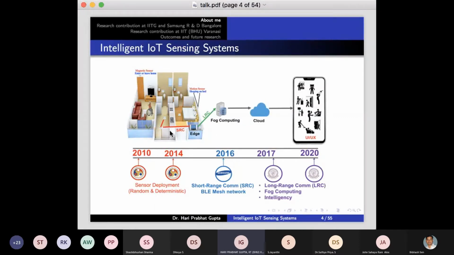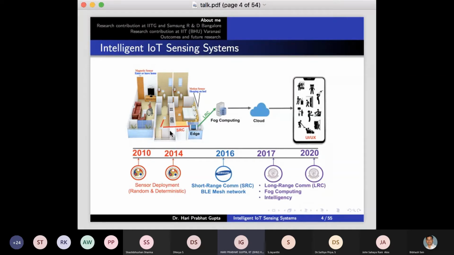There are two ways: either short range communication or long range communication. First, short range communication comes into the picture because these sensors are battery powered, with very small batteries. We are not assuming that they can use Wi-Fi or some other energy hungry device. So they use short range communication like BLE or Bluetooth.